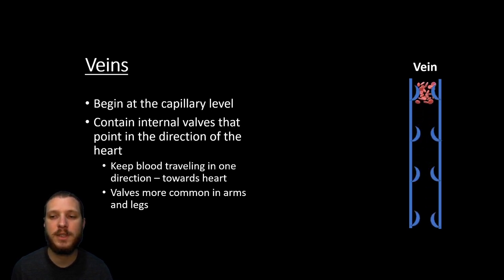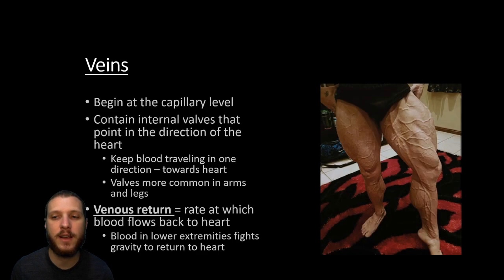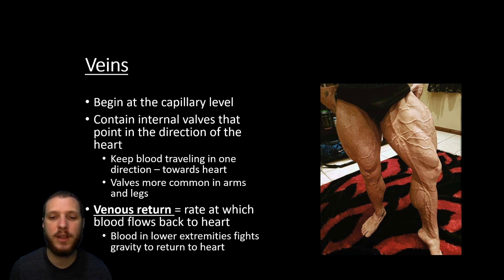So what happens is these valves open, the blood gets pushed through, and then the valves are going to close back down. And we call this venous return, and that's going to be the rate at which the blood flows back to the heart. Obviously, as we said, blood in the lower extremities has to fight gravity. So one way to do this is we're going to be constantly pushing our muscles to squeeze the blood up.